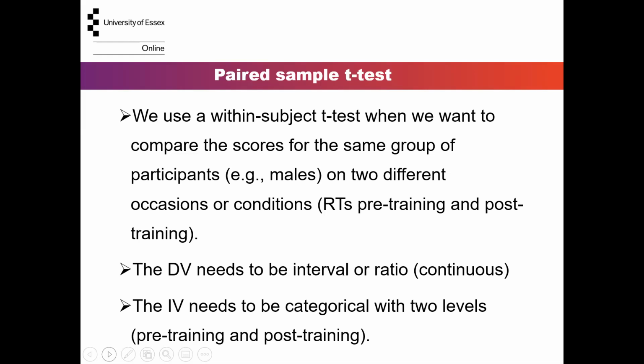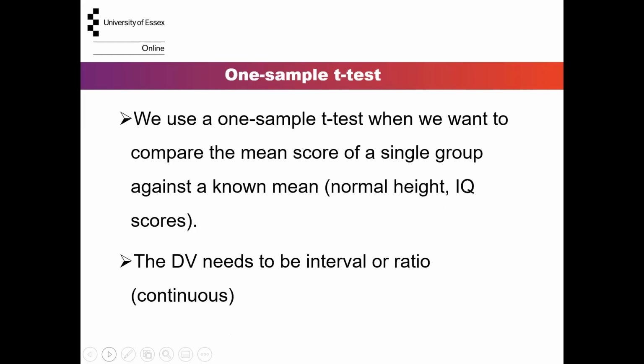And finally, we have the one sample t-test. We use the one sample t-test when we want to compare the mean score of a single group against a known mean. What we mean by that is, imagine I have a group of 5-year-old children, and I want to assess whether they are within the normal physical development, and I want to focus on the height. I know, for example, that the normal height for the age group of 5 is 1 meter, let's say. So what I do is measure every child in my group. Let's say I have 20 children.